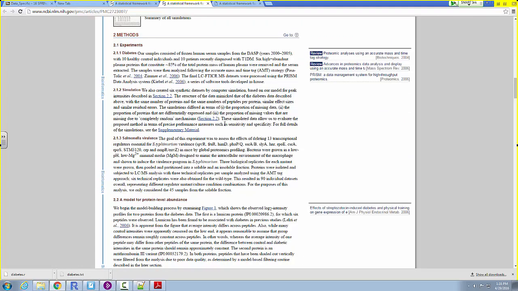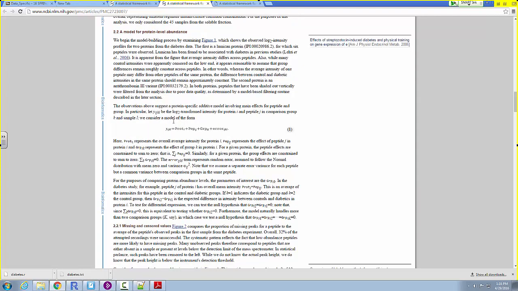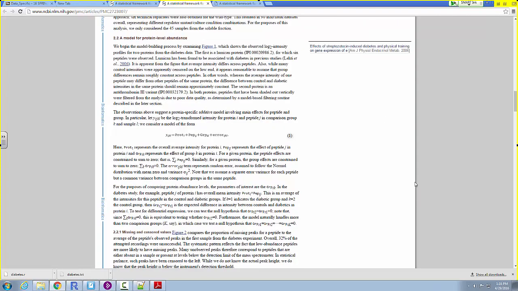This actually has these data in it. So here's the data we're playing with, diabetes. Frozen human serum samples, 10 healthy control, 10 diabetics. We fractionated to remove really high abundance proteins. That we talked about that previously. And okay. So how do you do the analysis? Here's a statistical model for doing the analysis.